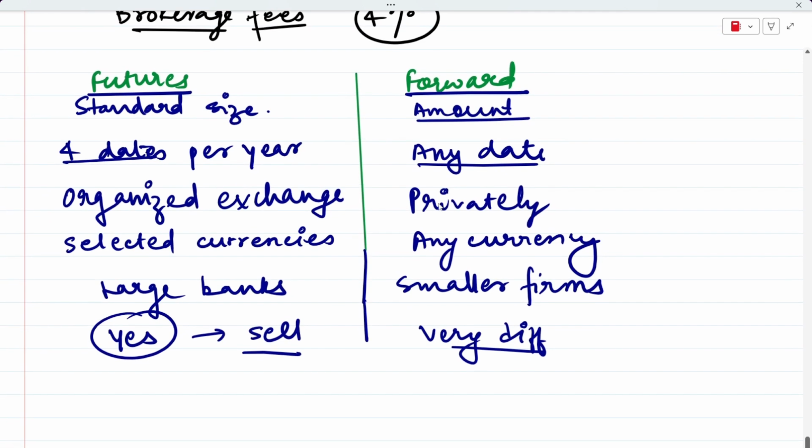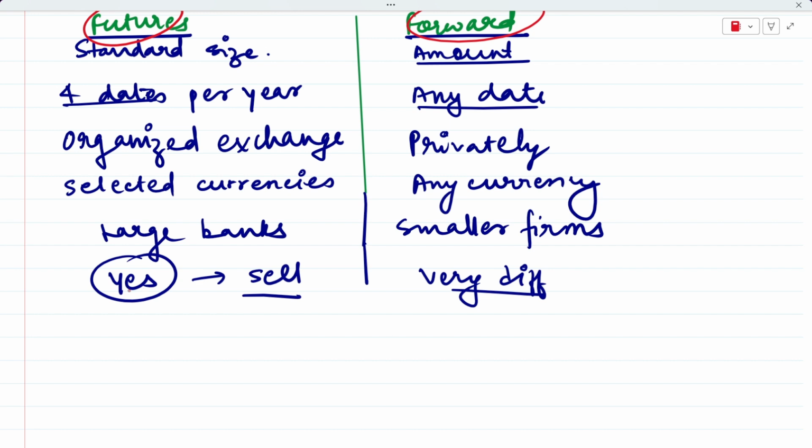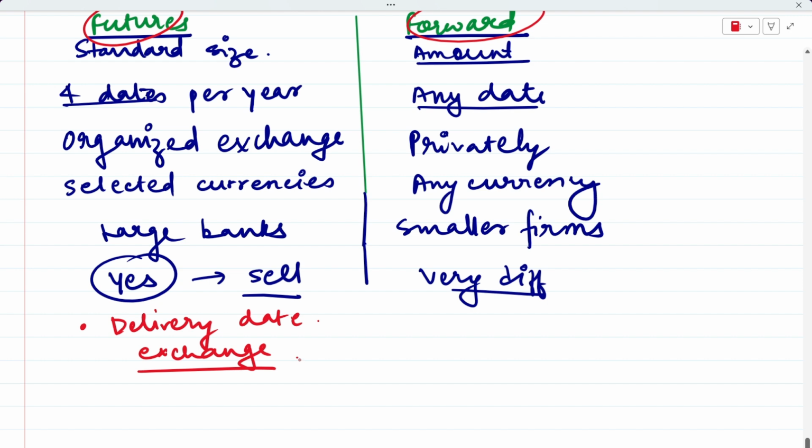So one big difference, one big advantage of futures over forwards, is that you can sell the futures contract at any time, even before the delivery date. You can sell your futures contract at any given time before the delivery date. You have to go on the forex exchange and you can sell your futures at any time. A forward contract is a private contract and you're locked in for a particular period of time. It's much harder to get out of it, right?